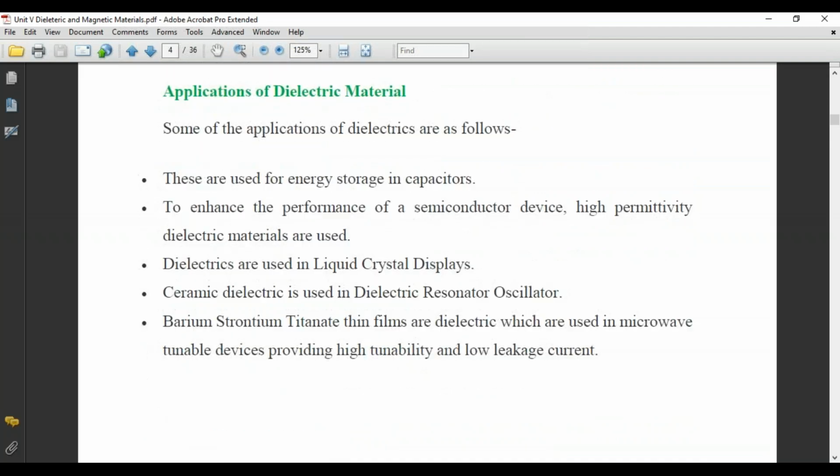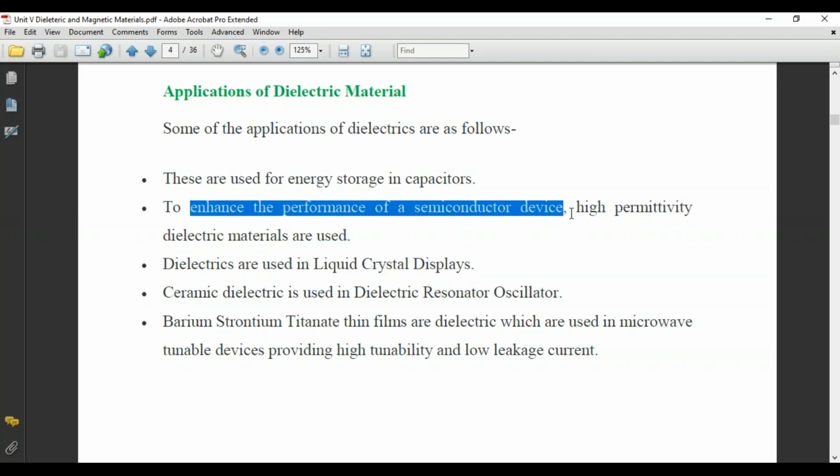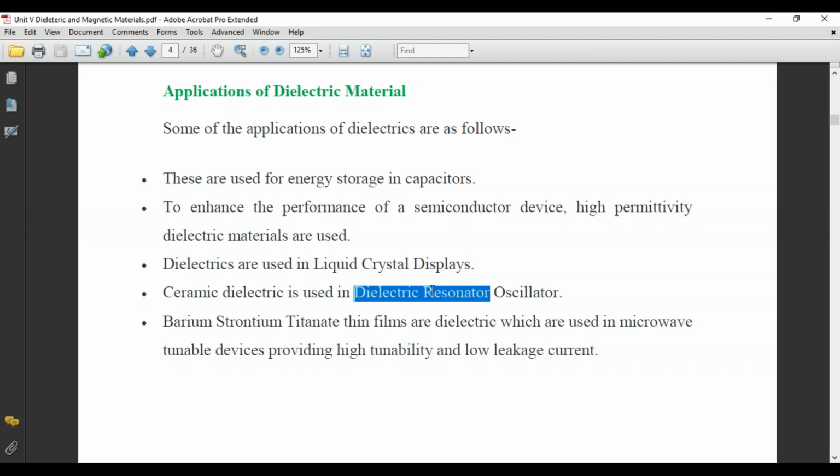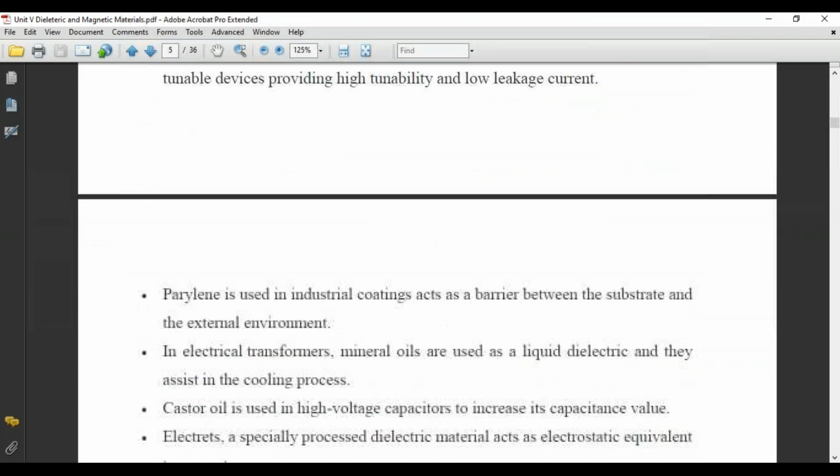And what are the applications of dielectric materials? You can see some of the applications. These dielectrics are used for energy storage in capacitors. You know very well about this. They can also be used to enhance the performance of a semiconducting device, that is, high permittivity dielectric materials are used. Dielectrics are used in LCDs, liquid crystal displays. Ceramic dielectrics are used in dielectric resonating oscillators.